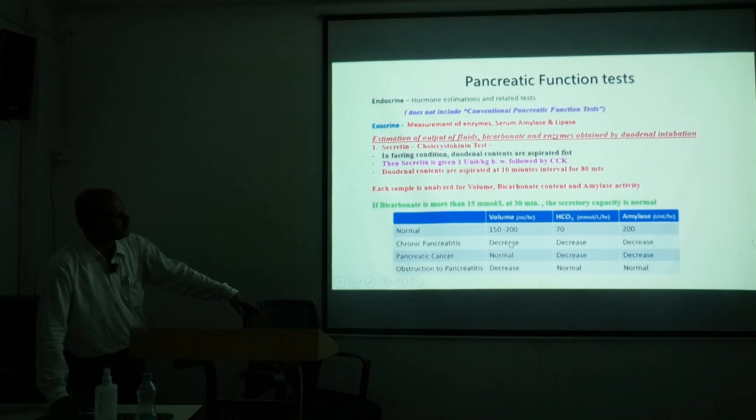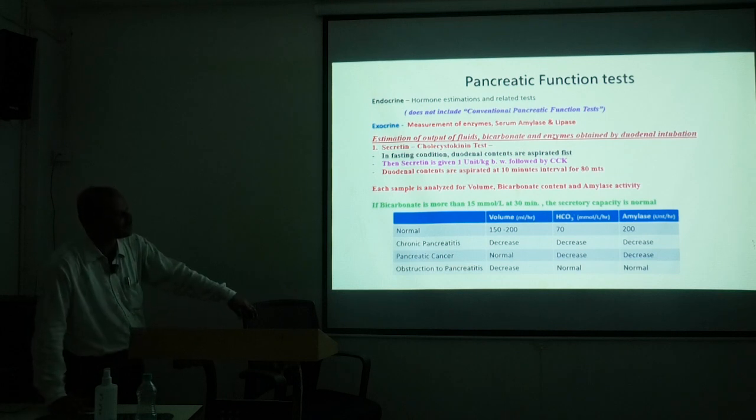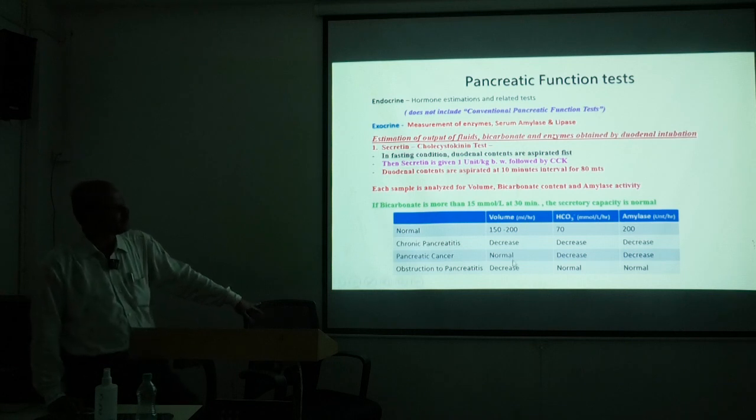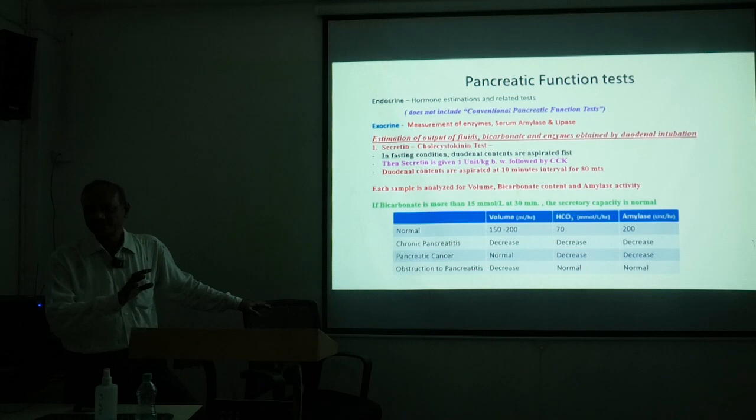In chronic pancreatitis, which is a little bit uncommon disease, the pancreas is chronically damaged, meaning all the structures, exocrine and endocrine, are damaged. And there is pancreatic cancer or obstruction to the pancreas. Of course, what I have written here is from the book, but in each and every case you will not get such a clear-cut picture.